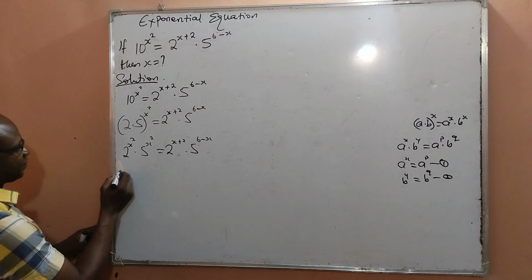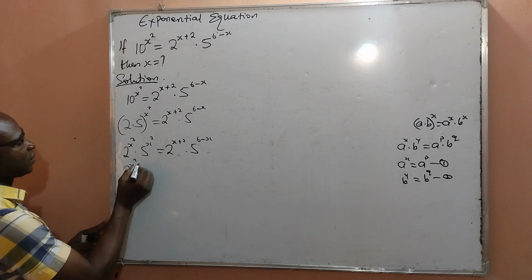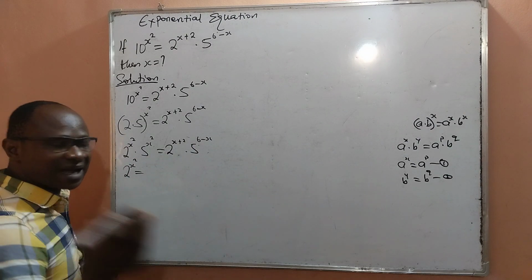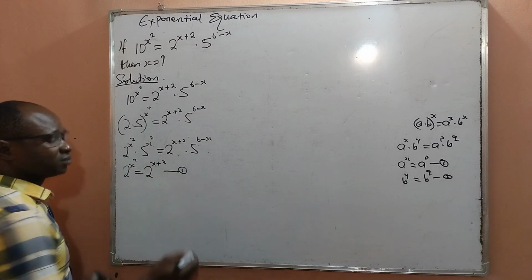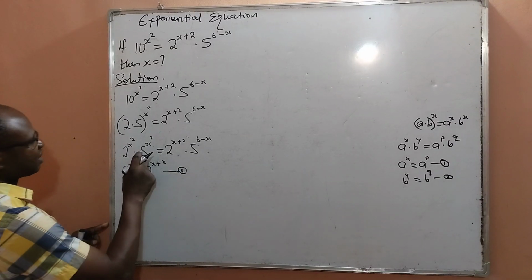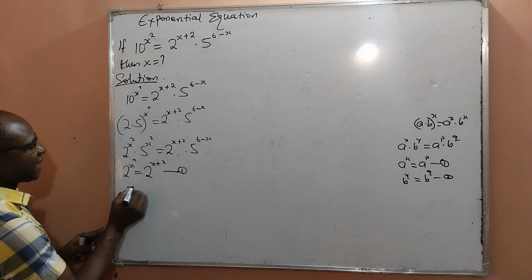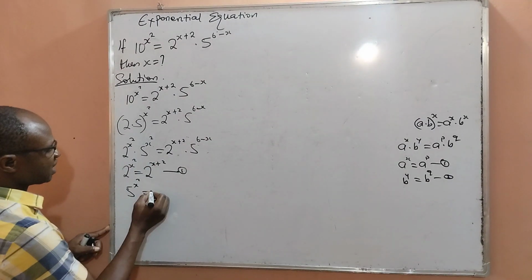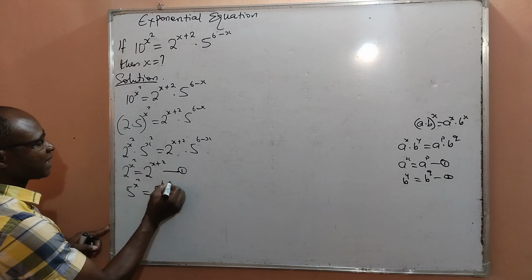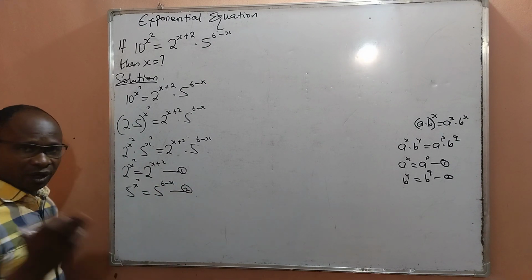Therefore, the first term is 2 to the power of x squared, and it is equal to the first term on the right, which is 2 to the power of x plus 2. This will form equation 1. Also, the second term on the left, which is 5 to the power of x squared, should be equal to the second term on the right hand side, which is 5 to the power of 6 minus x. This will form equation 2.